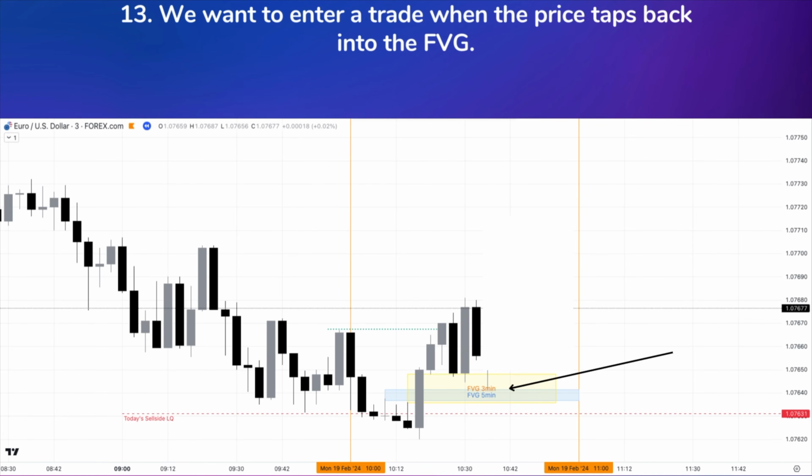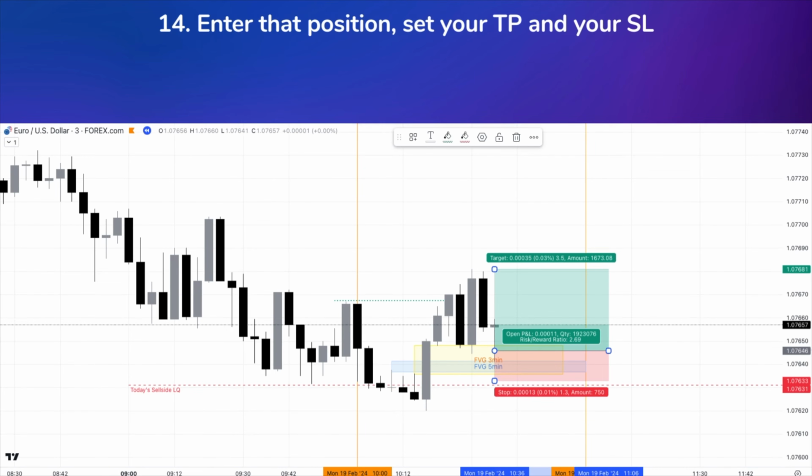Step number 13, we want to enter the trade when the price taps back into this fair value gap. I've been maybe a little bit slow, I didn't go earlier on the 3 minutes time frame and so far I didn't enter any trade. But let's see if the price taps back into it yet again. Step number 14, we're going to enter the position inside the fair value gap and we're going to set our take profit and our stop loss.